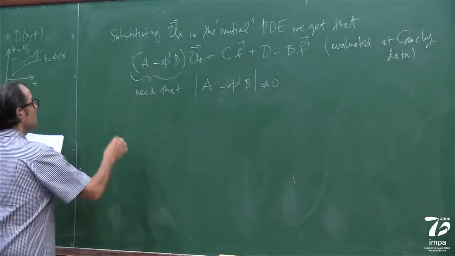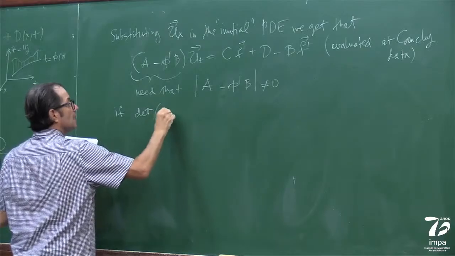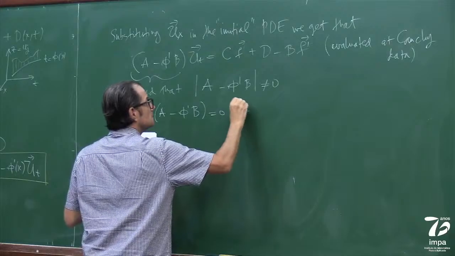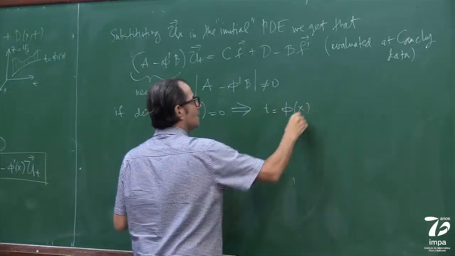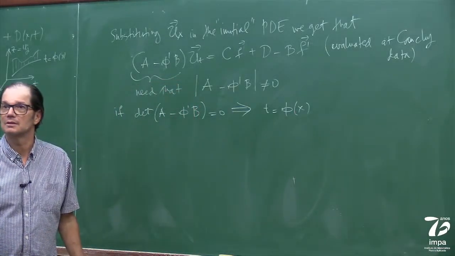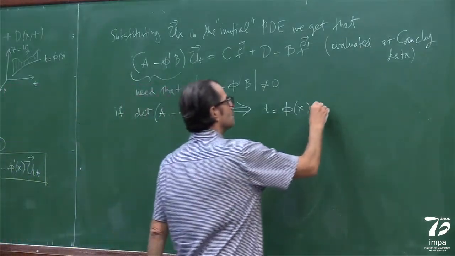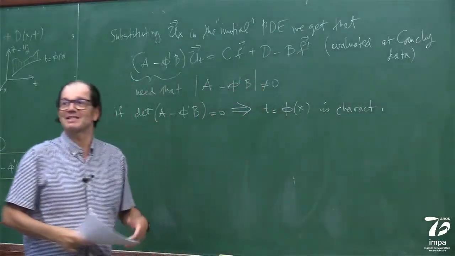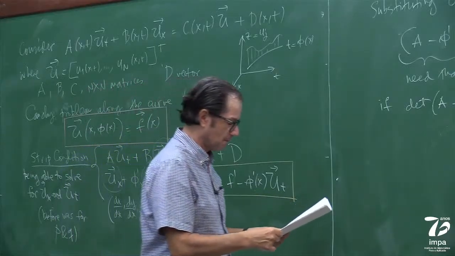So if the determinant of A minus B is 0, this implies that t equals f of x is what? Characteristic. Very good. Right? I'm not being able to get out of the Cauchy curve, in the sense of getting out locally, because the curve is characteristic.